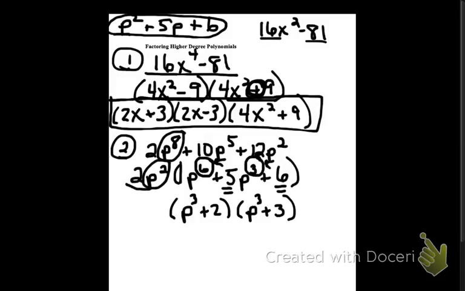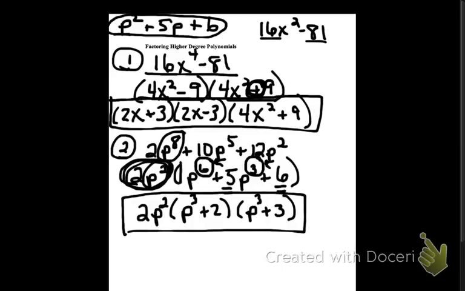In my final step, I cannot forget to bring down this monomial term that we factored out in the first place, which is 2p squared. This is my final answer.